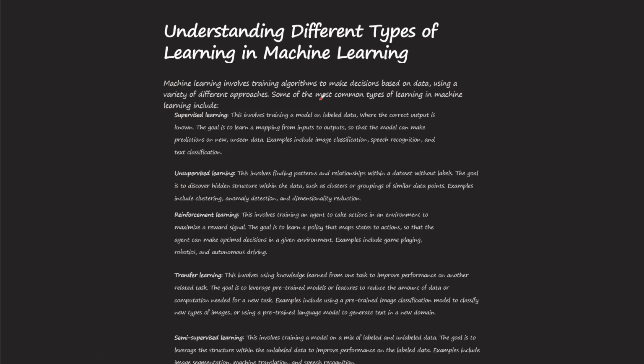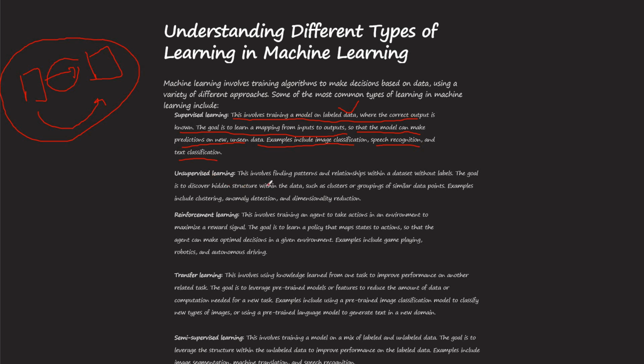So here are some definitions of the types of learning. First is supervised learning. It involves training a model on labeled data where the correct output is known. The goal is to learn a mapping from inputs to outputs so that the model can make predictions on new unseen data. Examples include image classification, speech recognition, and text classification. Suppose we have to go from our home to our college; this is supervised learning, because we know the path, the input, and the output.